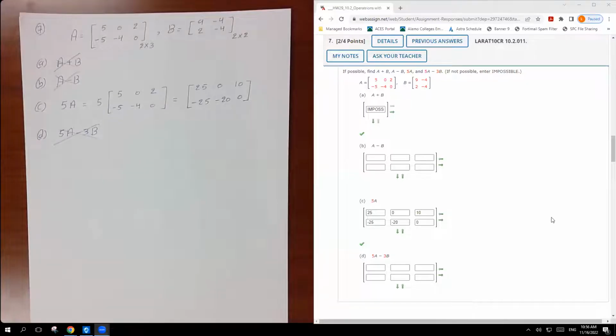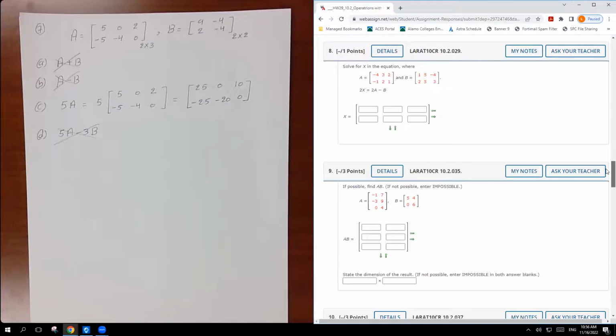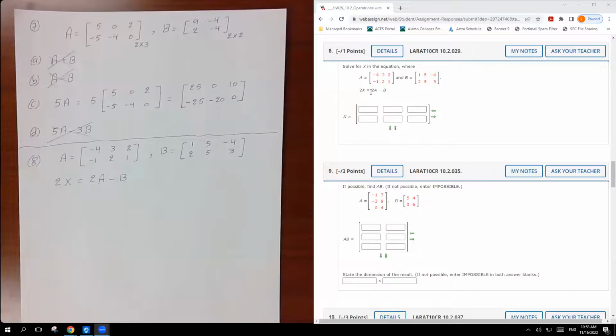So we got it right. Let's move to example 8. Example 8, solve x in the equations where A and B. We need to find the value of x. So for example 8, we need to find the value of x. That means we're going to solve this one.